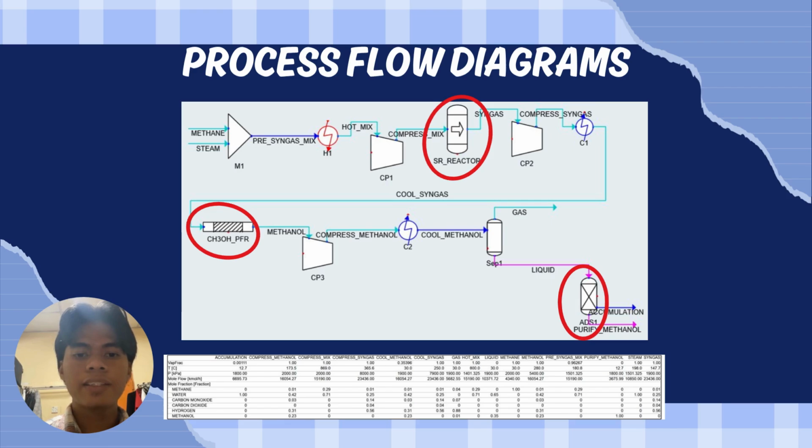At the PFR, the three reactions will occur, but the main reaction focuses on producing methanol. After exiting the plug flow reactor, it will enter the compressor to change the pressure, then the second cooler, and then the separator. The last one is the absorber, which focuses on separating the water and the methanol to achieve high purity, which is 99.5% methanol.